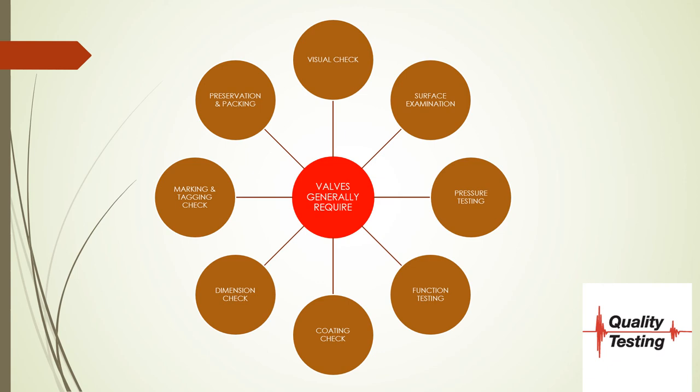Here you can see the checks generally required for a valve. First, a visual check. Second, the surface treatment examination. Third is pressure testing, and four is function testing. Five is a coating check, and seven is a dimension check, and marking and tagging check, and last, preservation and packing.